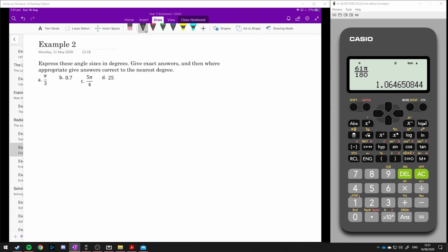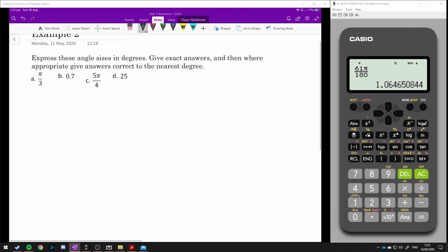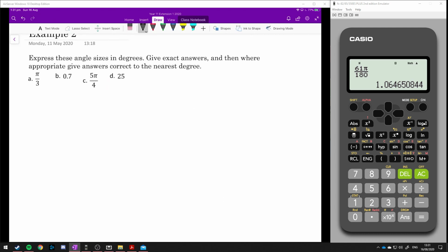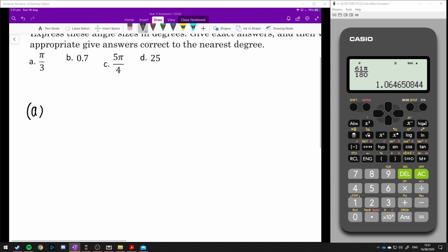Now let's go the other way. So express these angle sizes in degrees, give exact answers, and then where appropriate, give your answers correct to the nearest degree. So part A says pi on 3. So I'm going to start with pi on 3. And then times that by, you guessed it, 180 on pi. Now the way to remember it is that we want the pi's on the opposites because they're going to cancel out. And we're going to be left with 180 on 3, which is equal to 60 degrees. So there you go. Pi on 3 is equal to 60 degrees. Nice and easy.